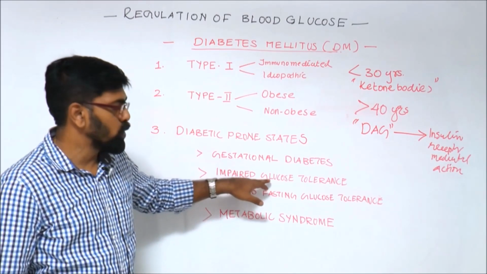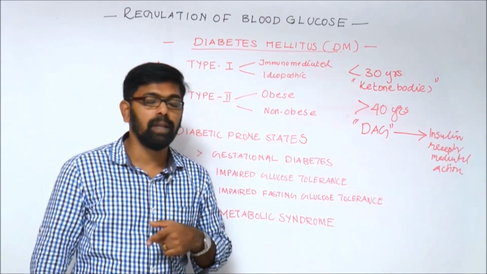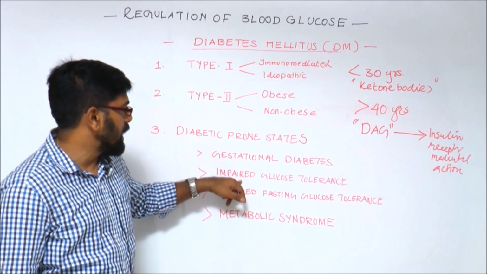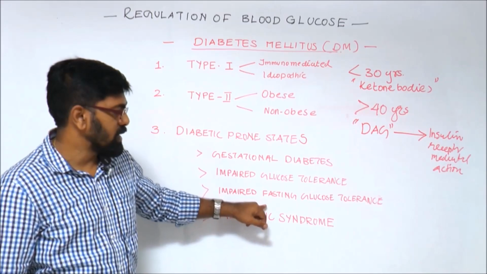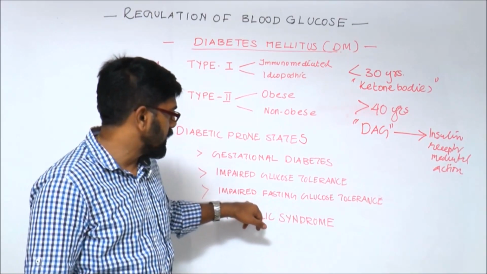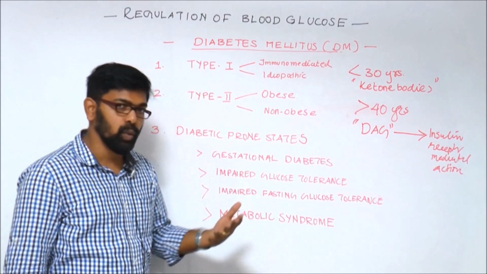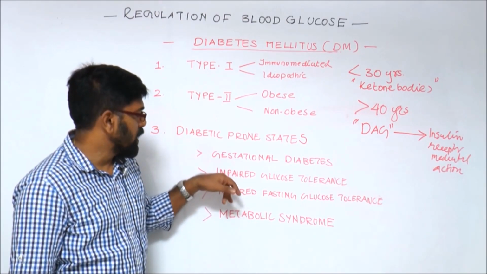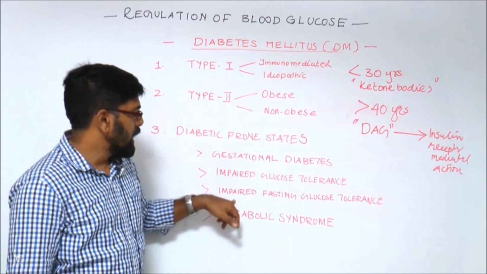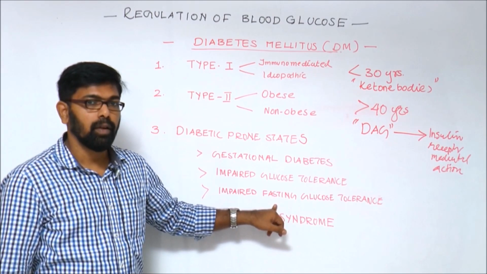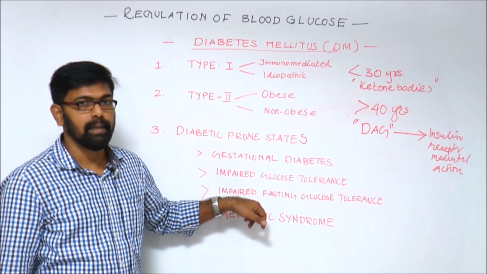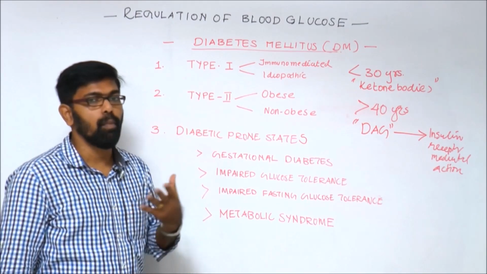Then impaired glucose tolerance, which we already discussed along with the glucose tolerance test, is another diabetic prone state. Then impaired fasting glucose, or fasting glycemia, is another case where it can progress into diabetes if not monitored properly. Impaired glucose tolerance and impaired fasting glucose can progress into diabetes mellitus if not properly monitored.